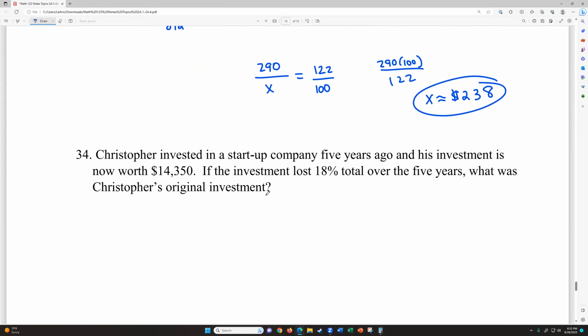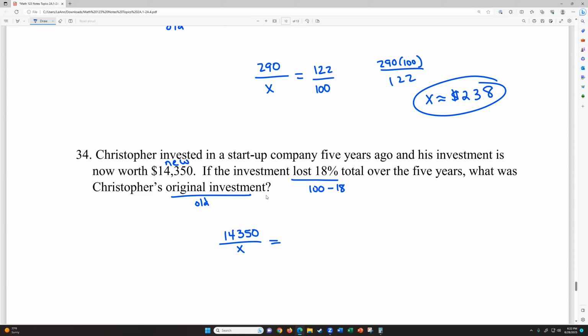All right, and then we have Christopher invested in a startup company 5 years ago, and his investment is now worth $14,350. His investment lost 18% total over 5 years. What was Christopher's original or his old investment? Okay, so this is what it's worth now, or the new. He lost. So this is not plus 18%. This is going to be minus 18%. He is having less money than he originally did. So we should expect the older investment to be larger here.